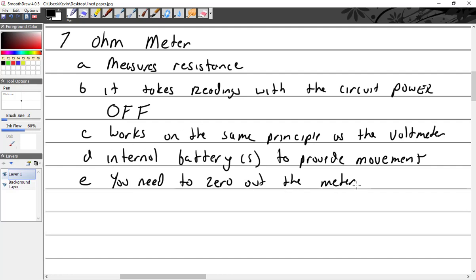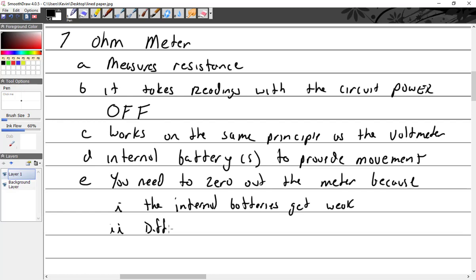So I need to zero out the meter because the batteries get weak, the internal. That's why I always leave my circuit on and use the external battery, right? Yep. Okay. Because internal batteries get weak, and because different settings use different internal resistors. Yeah, that works.